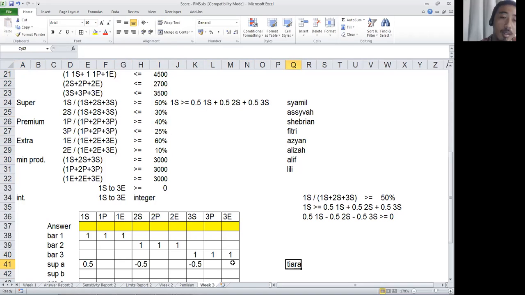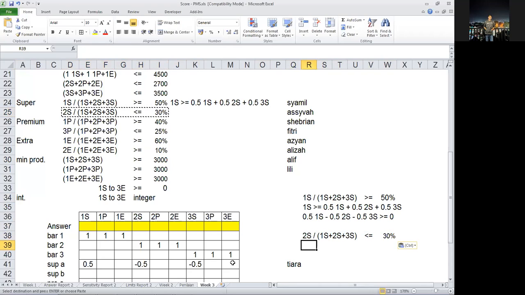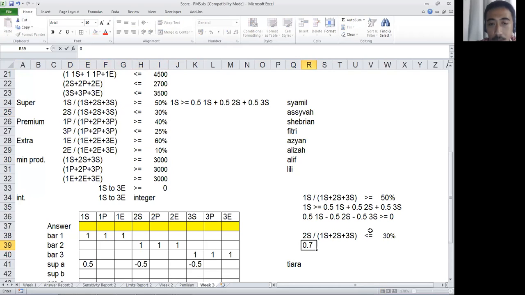Okay. Who wants to try the second constraint of super? 2S divided by this one, blah, blah, blah. Anyone want to simplify the equation? So? 0.70. Yes, 1 minus 30%. 0.7, yes, 0.7S, then minus 0.3.